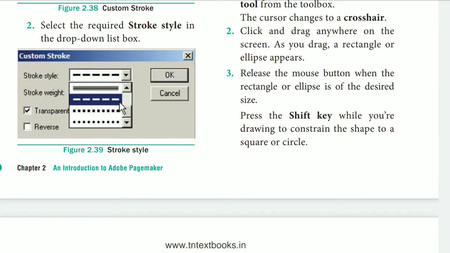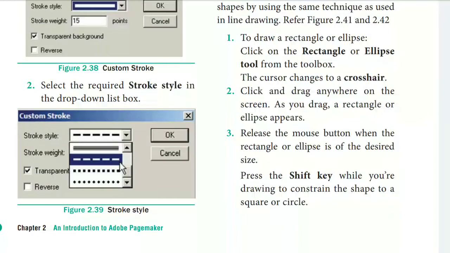Okay, so when you want to draw a perfect square, select the rectangle tool and press the shift key. If you want a perfect circle, select the ellipse tool and press down the shift key so that you can get a perfect circle.